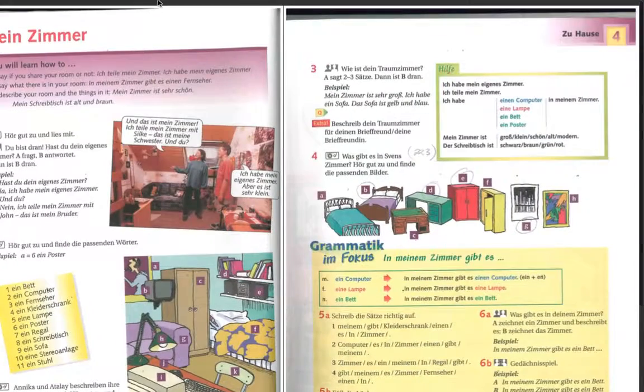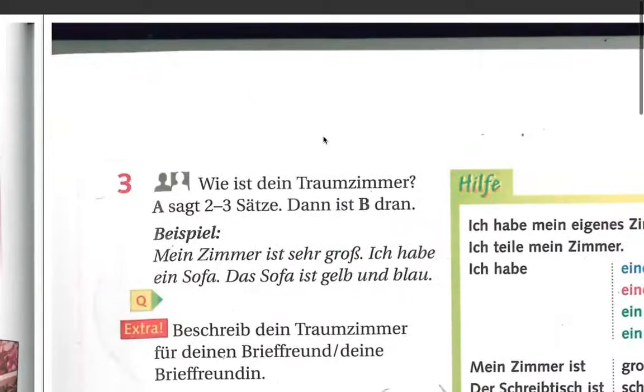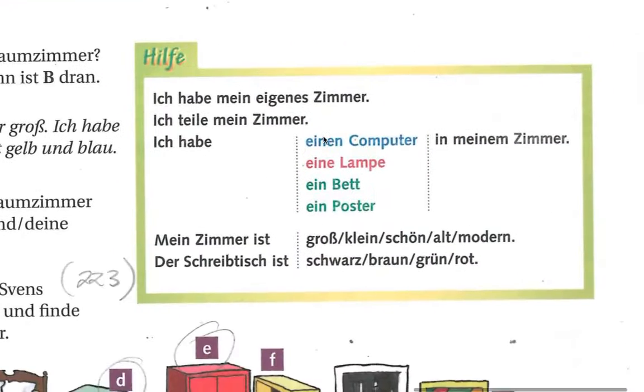So again, ich habe mein eigenes Zimmer. Ich teile mein Zimmer. Ich habe einen Computer in meinem Zimmer. So two ways. One way is in meinem Zimmer, and the habe comes before the ich. In meinem Zimmer habe ich einen Computer, eine Lampe. Or you can say, ich habe einen Computer in meinem Zimmer.